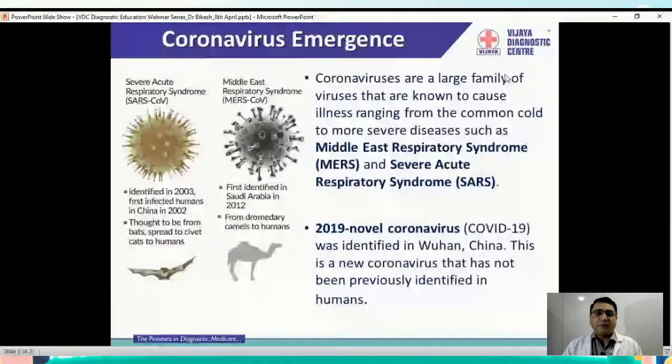Now, if we look at the emergence of coronaviruses, coronaviruses are a large family of viruses that are known to cause illnesses ranging from the common cold to more severe diseases such as Middle East Respiratory Syndrome or MERS and SARS, that is severe acute respiratory syndrome. Now, the 2019 coronavirus, COVID-19, was identified in Wuhan, China. This is a new coronavirus that has not been previously identified in humans.